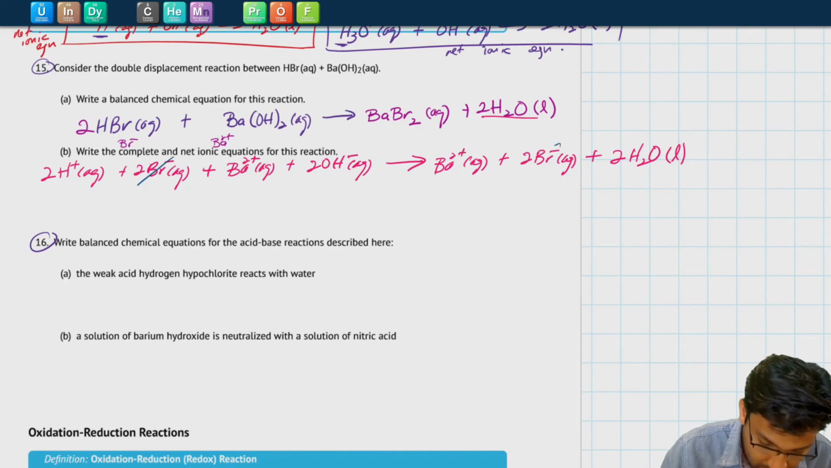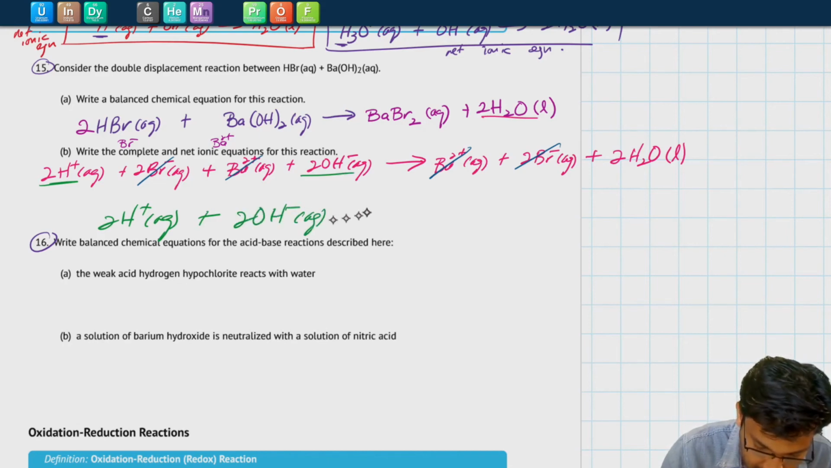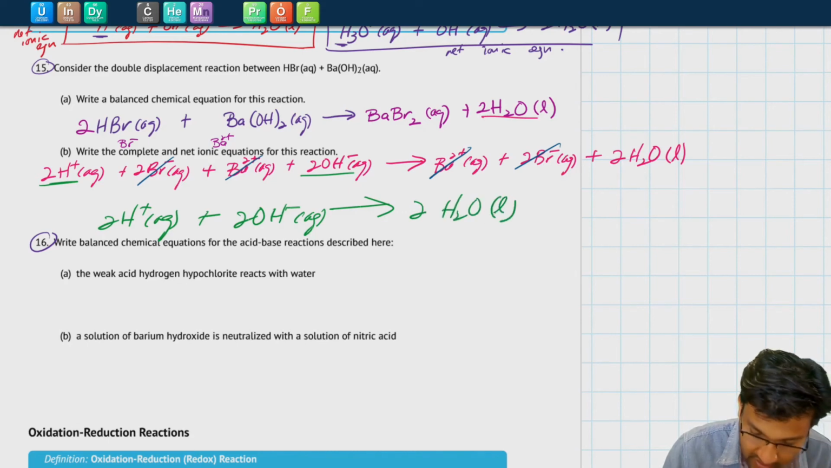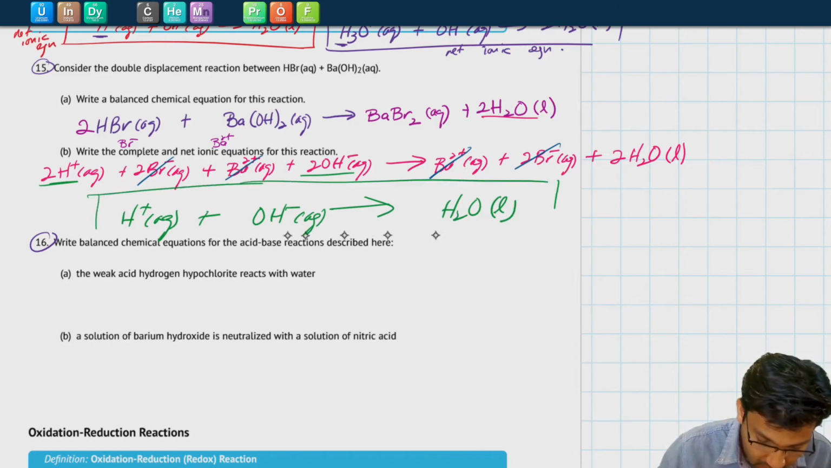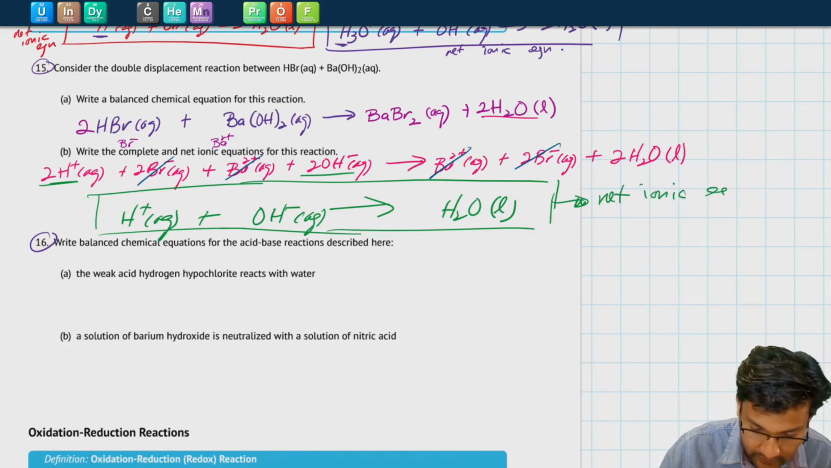Alright, so let's look at what stays the same and what changes. Bromide and barium all stay the same. So what we end up with is what we expected. We have 2 H+ aqueous plus 2 OH- aqueous going to give us 2 water. And because all of the numbers are 2, we can simplify that by removing the 2's. And like I've said earlier, pretty much all acid-base reactions will have this as the net ionic equation.